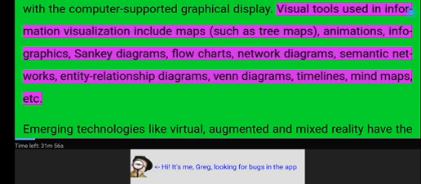Visual tools used in information visualization include maps such as tree maps, animations, infographics, Sankey diagrams, flowcharts, network diagrams, semantic networks, entity relationship diagrams, Venn diagrams, timelines, mind maps, etc.